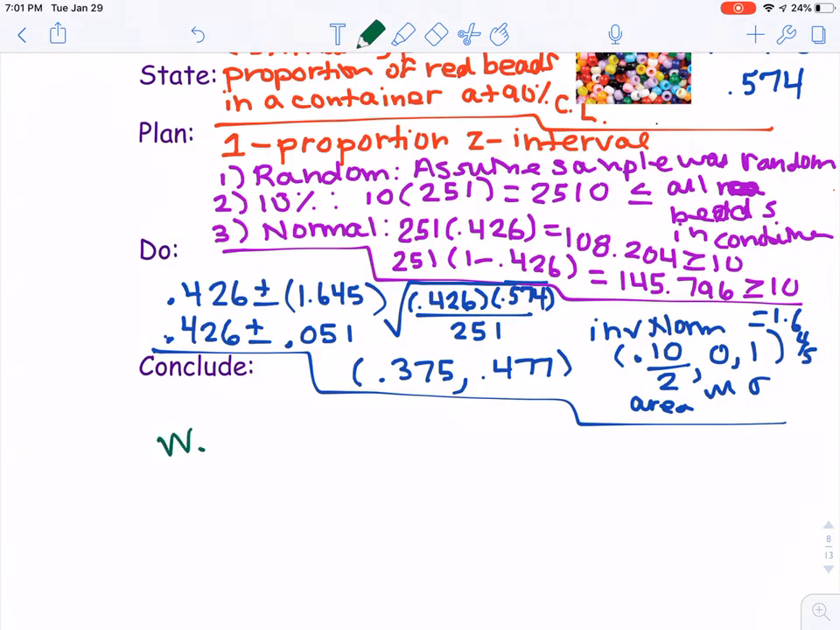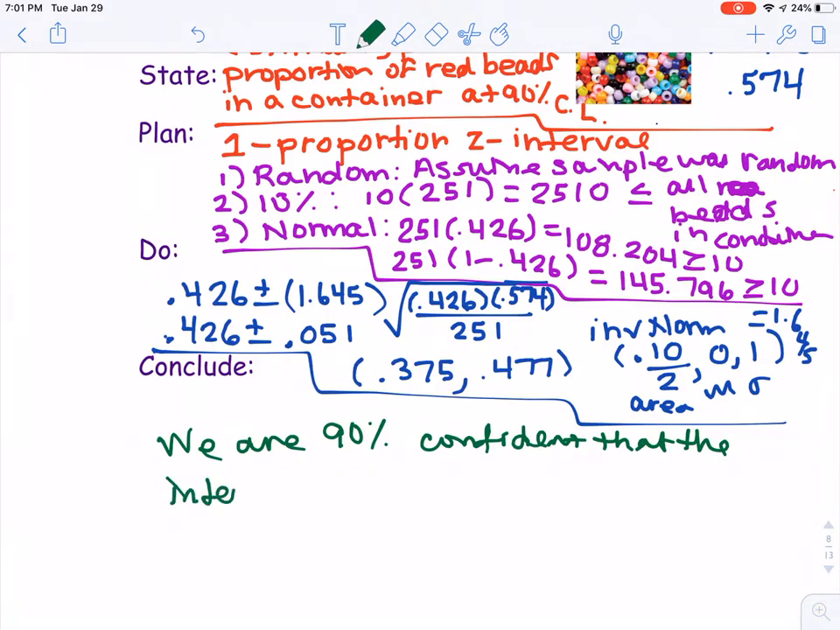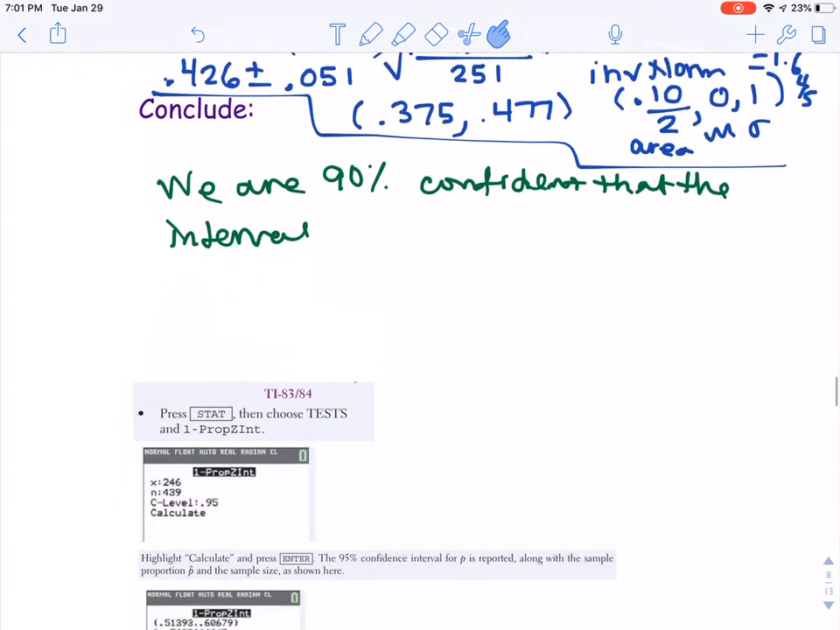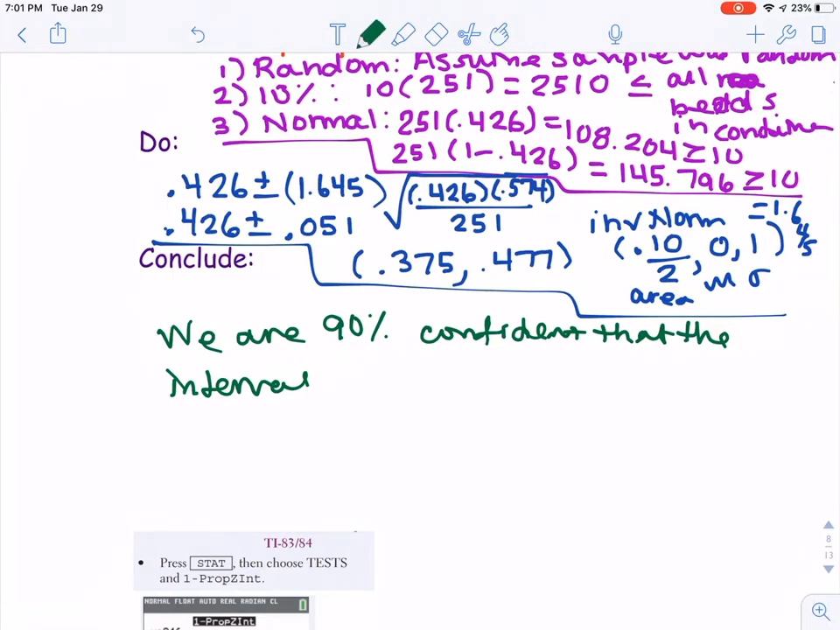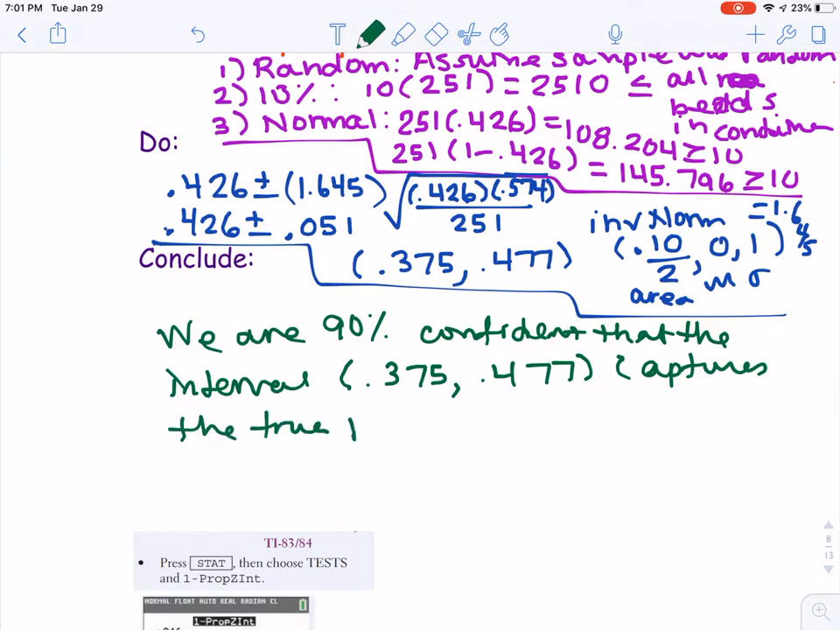Okay, conclusion, we're going to say we are 90% confident that the interval from 0.375 to 0.477 captures the true proportion of red beads. Oh, it's so sloppy.